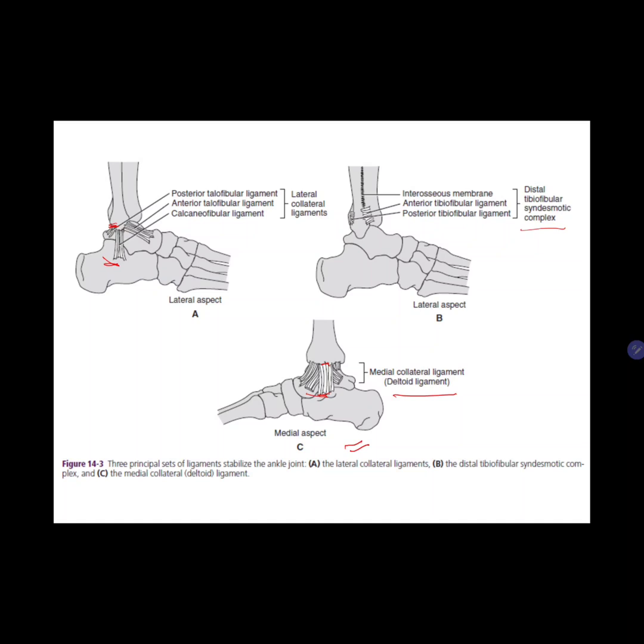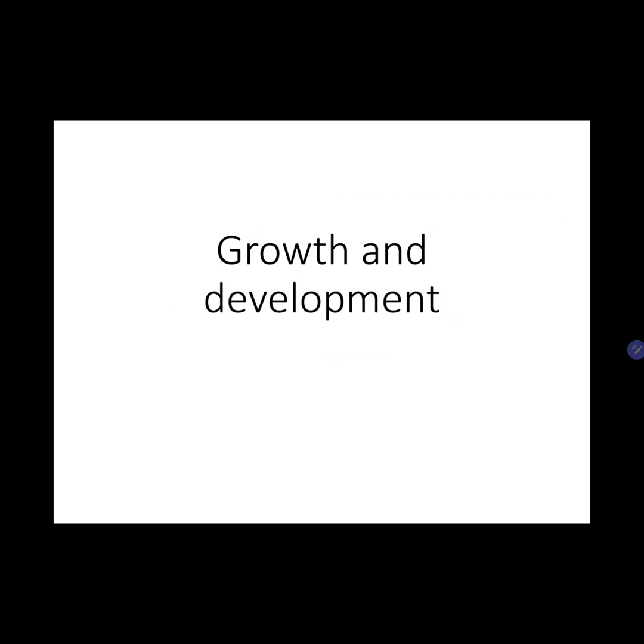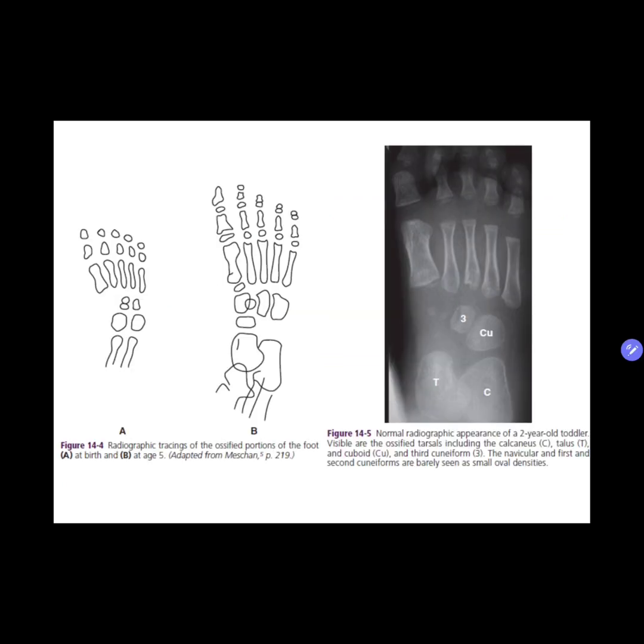So for the growth and development, the foot is formed during the 8th week of gestation. At birth, only the calcaneus, talus, and occasionally the cuboid are ossified. So remember the three. The ossification centers for the diaphysis of the metatarsals and phalanges are also present at birth. Ossification centers for the remaining tarsals, metatarsals, and phalanges or phalangeal heads and bases, and the distal tibia and fibula appear between 1 and 4 years of age.